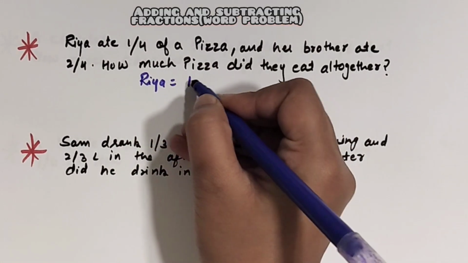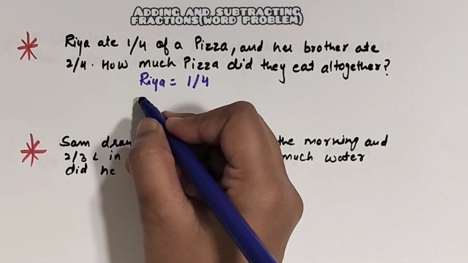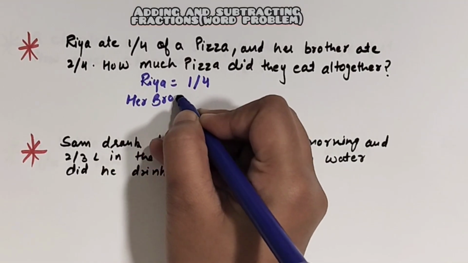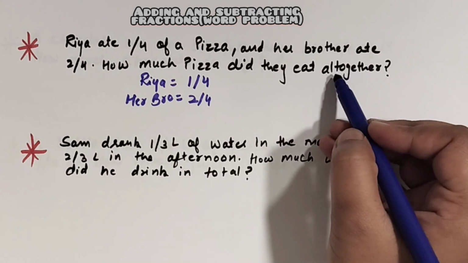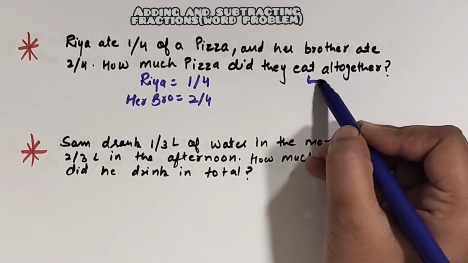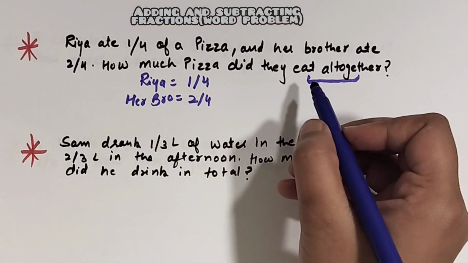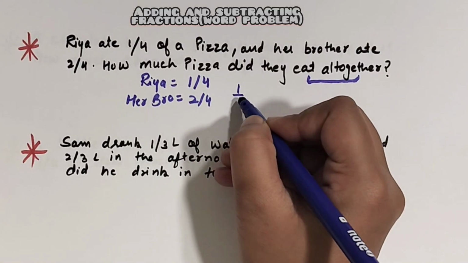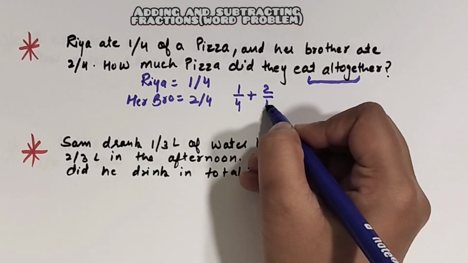First we will write Ria ate 1 over 4th and then her brother ate 2 over 4th. Now the question is how much pizza did they eat altogether? So you need to focus on altogether. When you have a word like altogether, it means you have to add your fractions. So 1 over 4 plus 2 over 4.